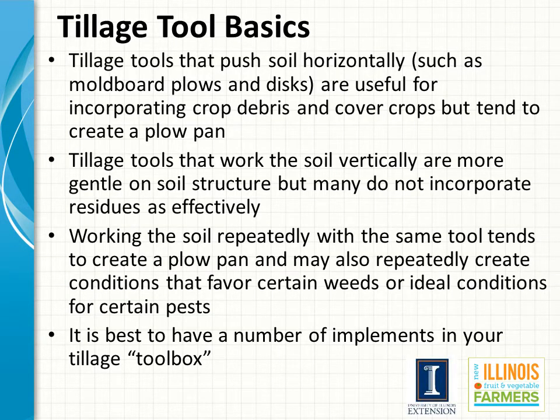Here are some basic tillage principles to consider. Tillage tools that push soil horizontally, such as moldboard plows and discs, are useful for incorporating crop debris and other cover crops, but tend to create a plow pan. Tillage tools that work the soil more vertically are more gentle on the soil structure, but may not incorporate residues as effectively. Working the soil repeatedly with the same tool tends to create a plow pan and may also repeatedly create conditions that favor certain weeds or ideal conditions for certain pests. It is best to have a number of implements in your tillage toolbox.